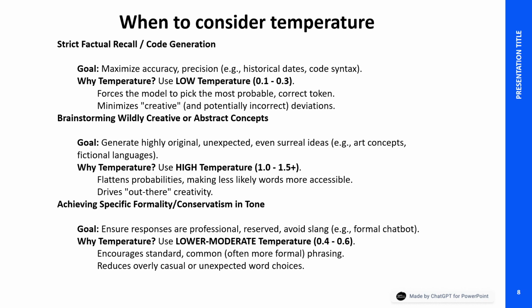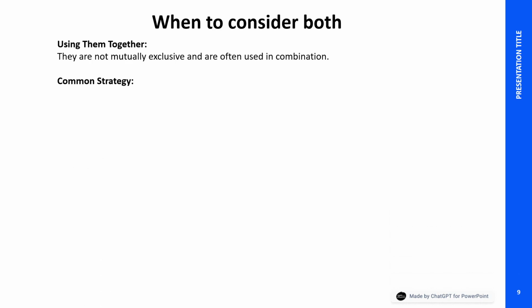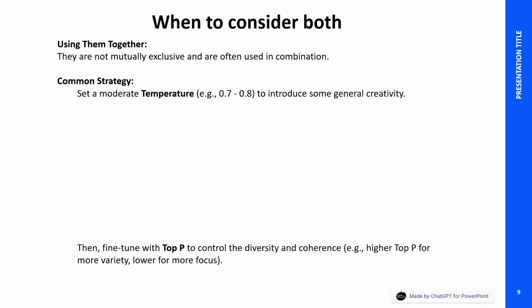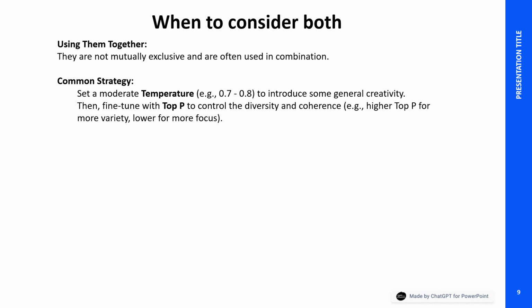Okay, so this is the way the temperature and the top P values can be considered. Now, when to consider both? They can be considered together. They are not mutually exclusive and are often used in combination. What is the common strategy? Set a moderate temperature to introduce some general creativity if you have that demand. Then fine-tune with top P to control the diversity and coherence. For example, higher top P for more variety, lower for more focus.